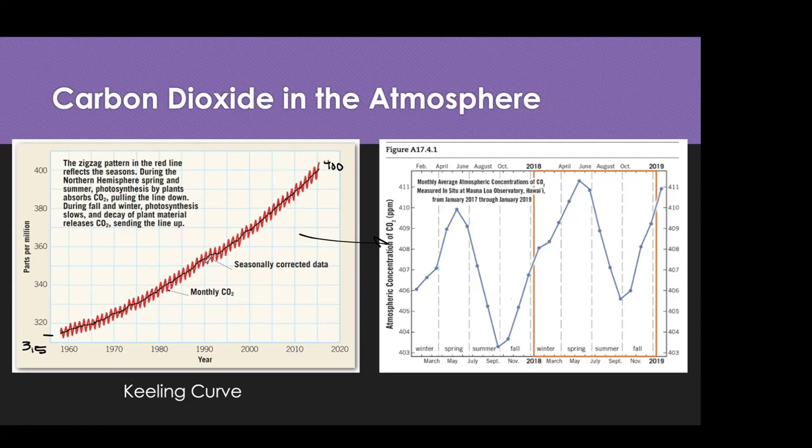Okay, so these are just cyclical based on season. And then the black line that goes through it is the average as it goes through all the seasons. But you can see, regardless of this, we are still increasing in CO2 all the way up here.